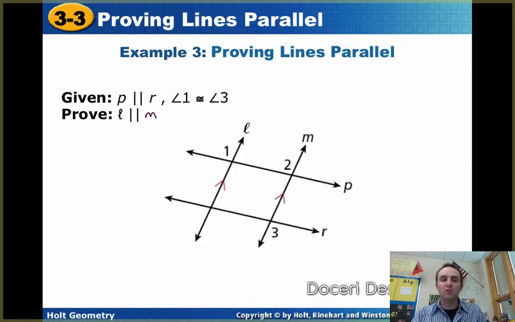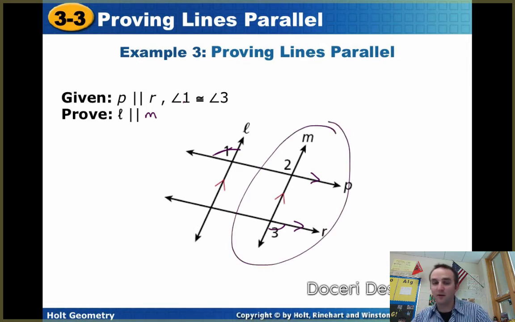So what you really need to think of is what can we do with the information that's given? Okay, what can we do with the information that's given? Well, if I know that P is parallel to R, and I know that 1 is congruent to 3, well, what we can do here is we have a pair of parallel lines cut by a transversal right here. So using our alternate exterior angles, we can say that angle 2 and angle 3 are congruent.